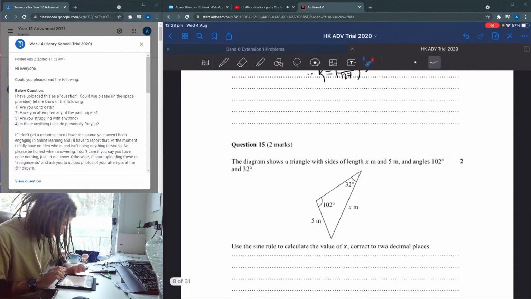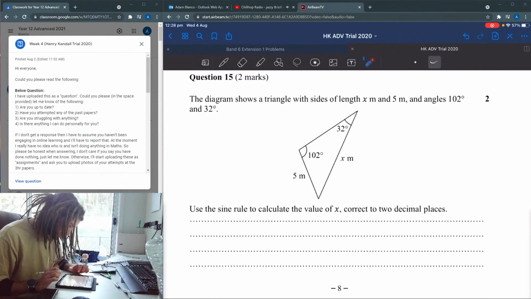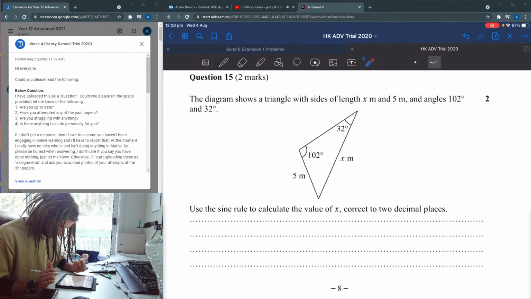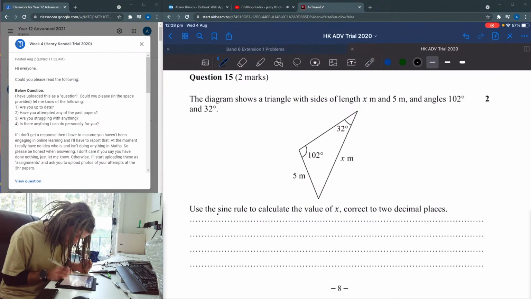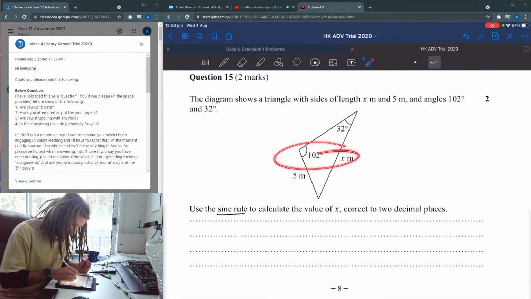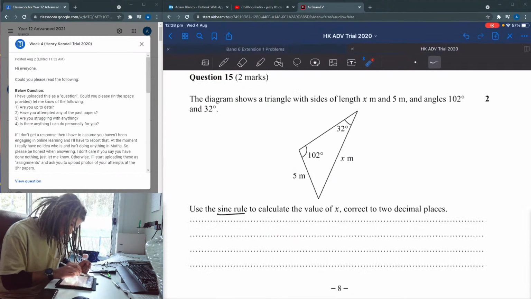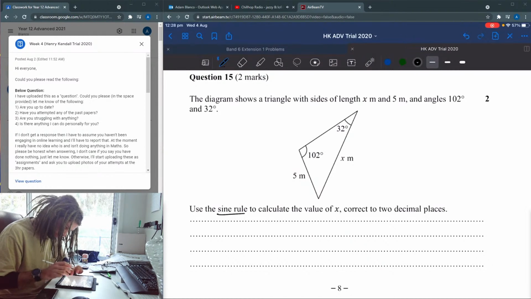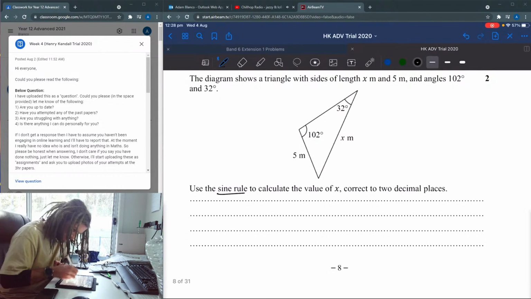Diagram shows a triangle with side lengths. I'm immediately thinking sine rule. Oh, okay, it tells me sine rule. All right, I just did a visual check to see if I have this. Yes, I do. Whoops. 2-mark question. Okay, so there's no tricks, I'm guessing. I'm trying to find this, right?